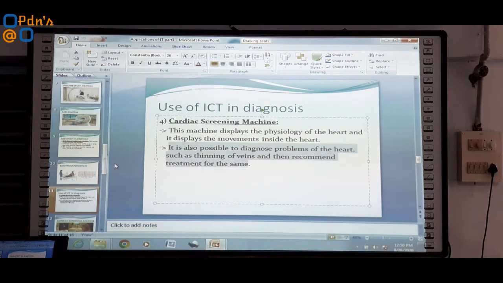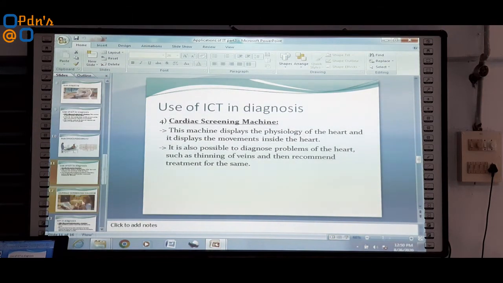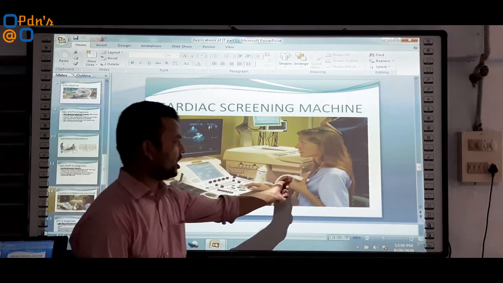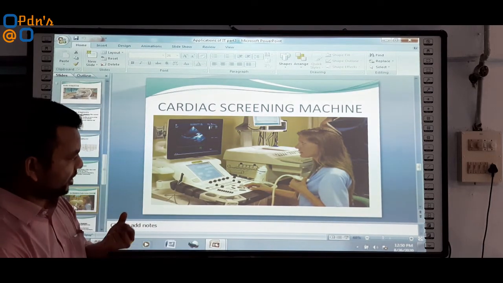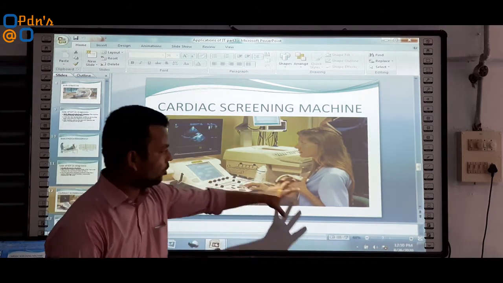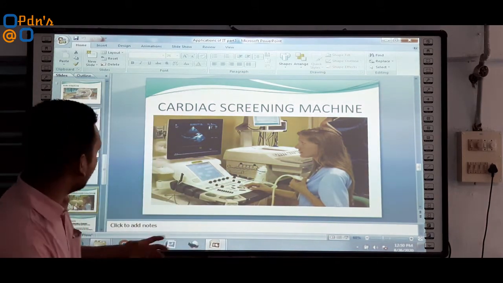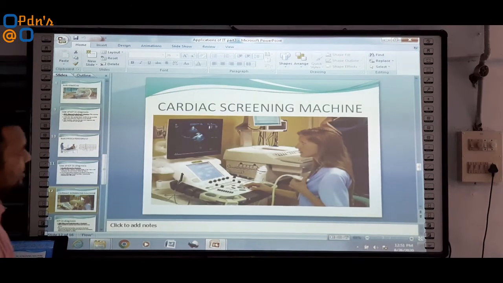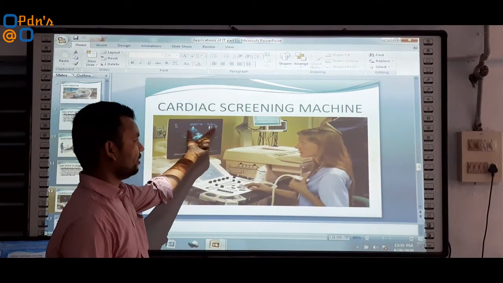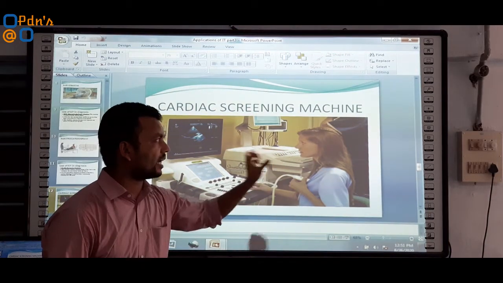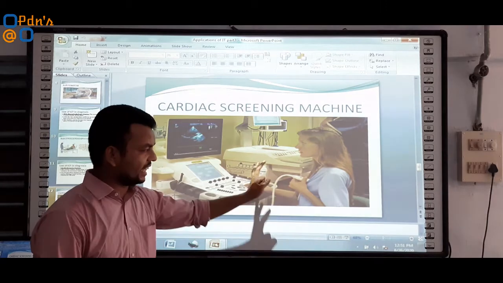Now, how a cardiac screening machine looks like, let's see. See, our cardiac screening machine will be like this. We need to attach a machine nearby to our heart in the chest, and the whole physiology as well as movement which is undergoing inside the heart will be displayed in front of us on a computer screen. So this is the diagram depicting the cardiac screening machine and its functionality.